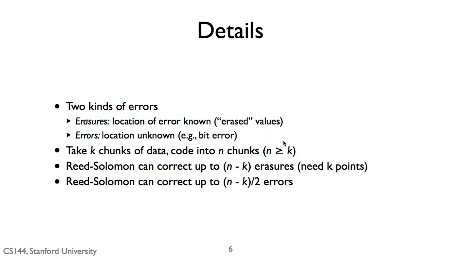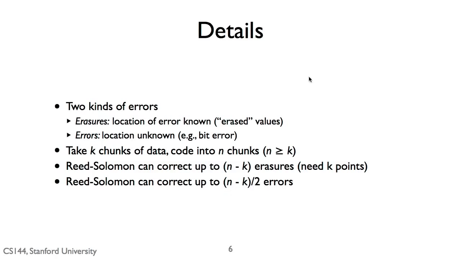And so what Reed Solomon does is you're taking k chunks of data and you're coding it into n chunks, where n is greater than or equal to k, where if n is equal to k, you're not actually doing any coding. And what Reed Solomon will do is it can correct up to n minus k erasures. Because remember, if we code into n chunks, if we have k points and we know those k points are correct because we're just missing the others, we can reconstitute the data.